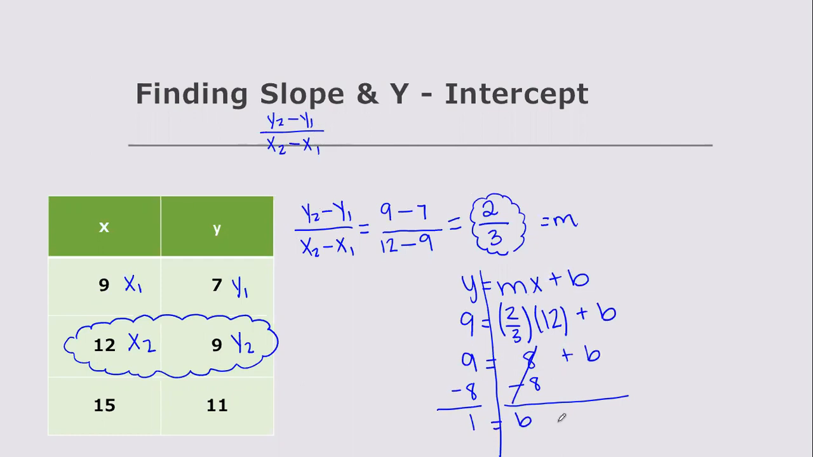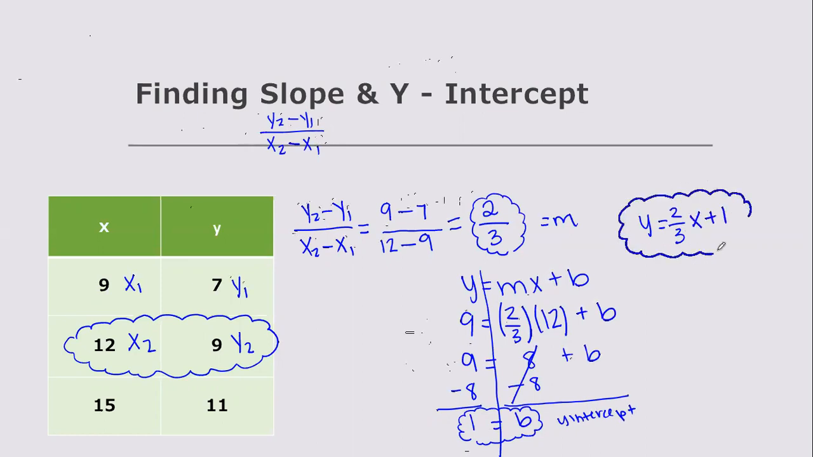So 1 equals b. Here's my y-intercept. I have my slope. I have my y-intercept. So my equation is y equals 2/3 x plus 1. So this is all we're learning today, finding the slope and the y-intercept of a table.